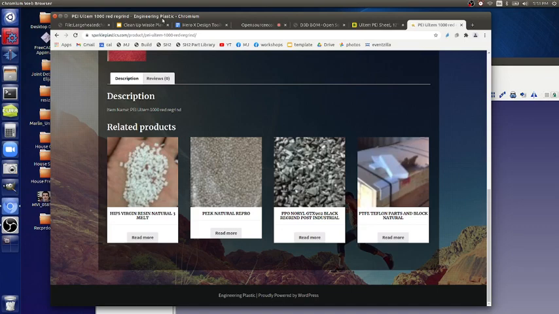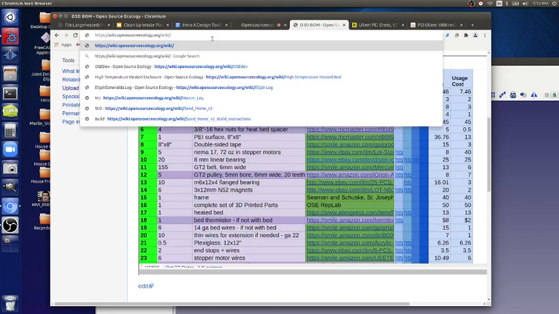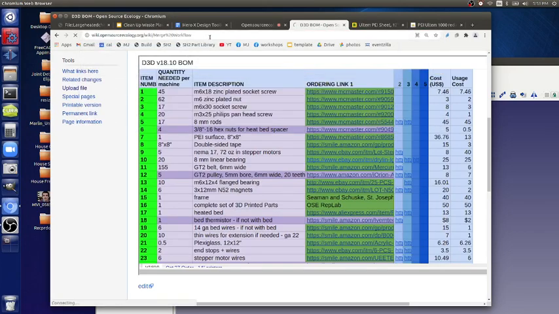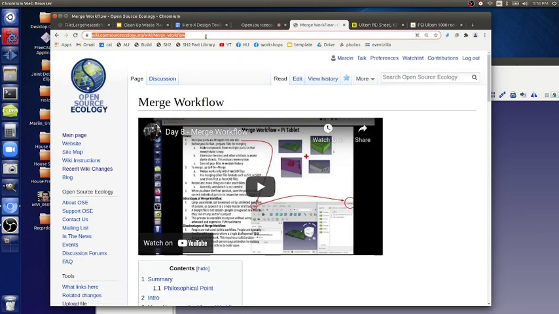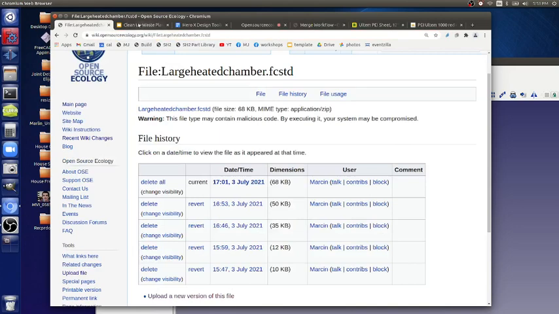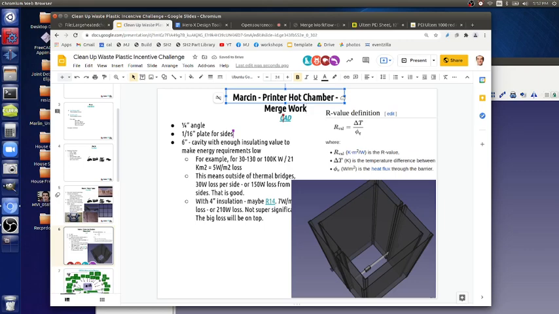That's all we need to do. And that's how I did this thing. It's quick and efficient. Merge Workflow. I'm actually going to put a link to that because that's a very important page. And there's a video on Merge Workflow there too. So let me put that right next to the title there, Merge Workflow, on slide number 6.